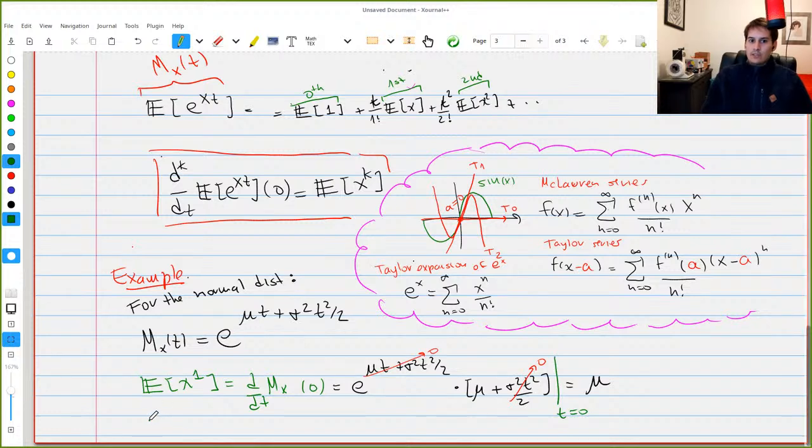Now, if we do the same but with x squared, we need to do the same with the second derivative of M of X and then evaluate at 0. And that should be, well, the derivative of this times that plus blah blah blah, and that will give us something.